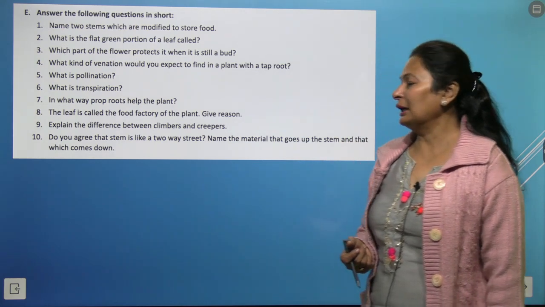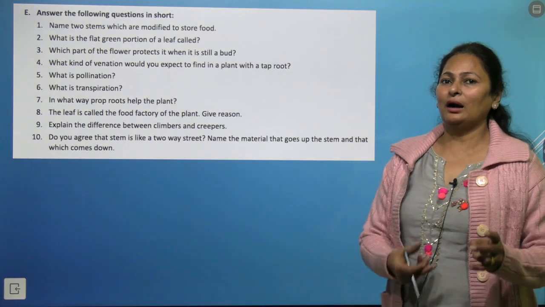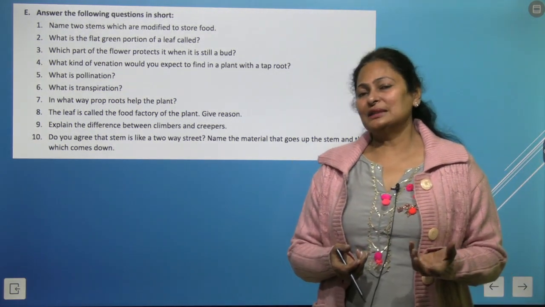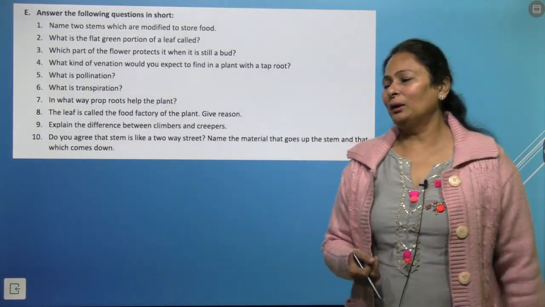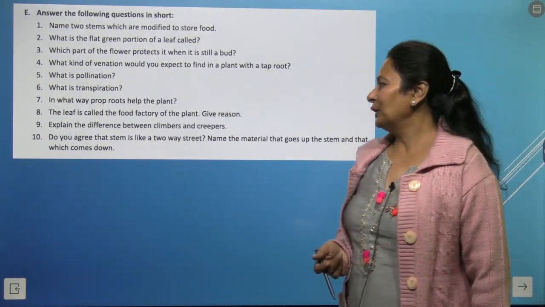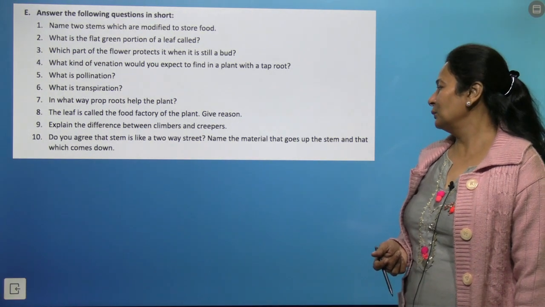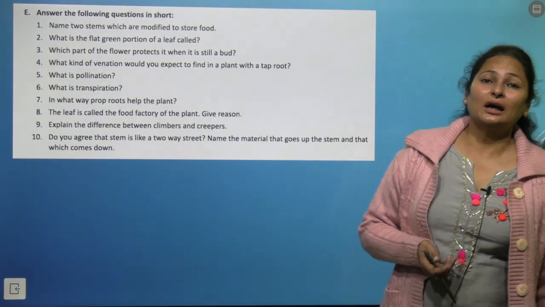Explain the difference between climbers and creepers. Creepers creep on the ground because both the plants, creepers and climbers, have weak stem, and creepers creep on the ground and climbers need support to climb up. Do you agree that stem is like a two-way street? Name the material that goes up the stem and that which comes down.